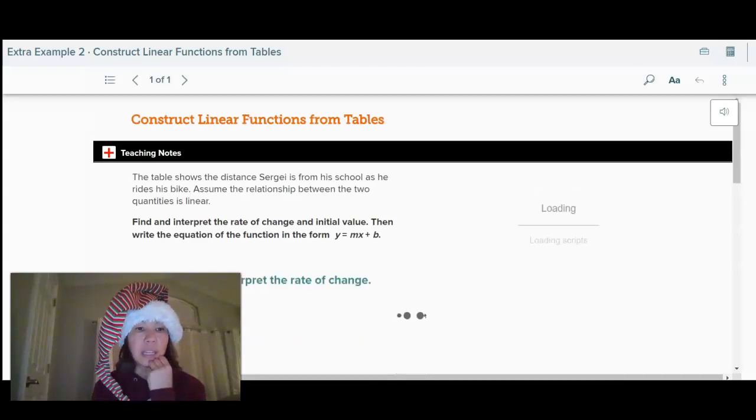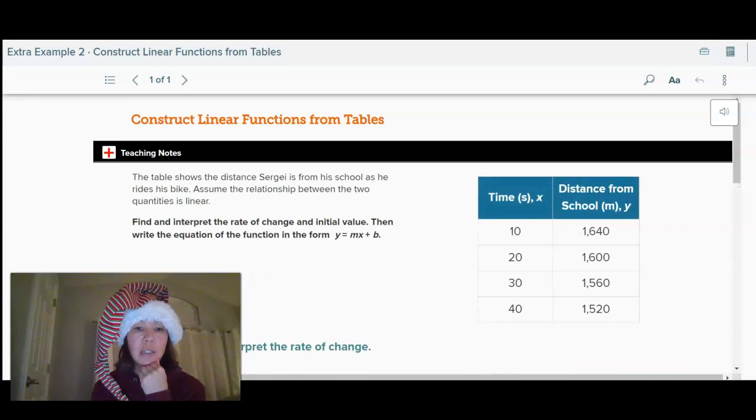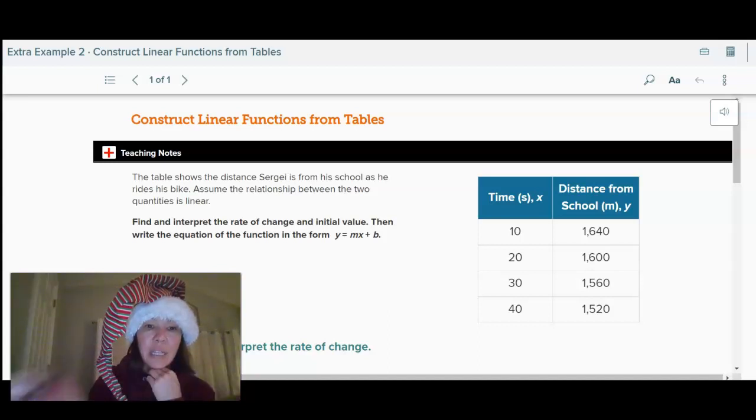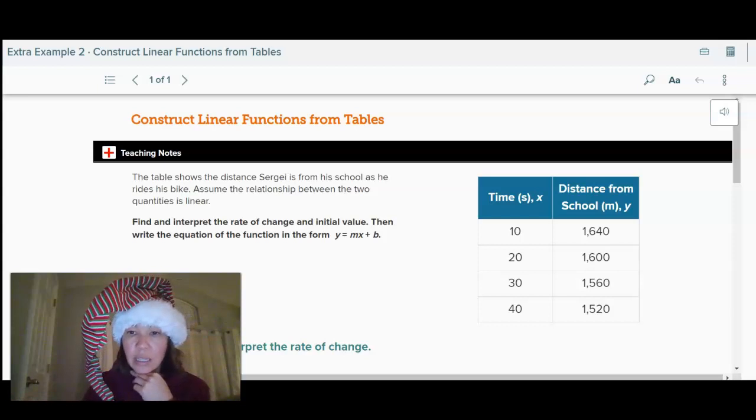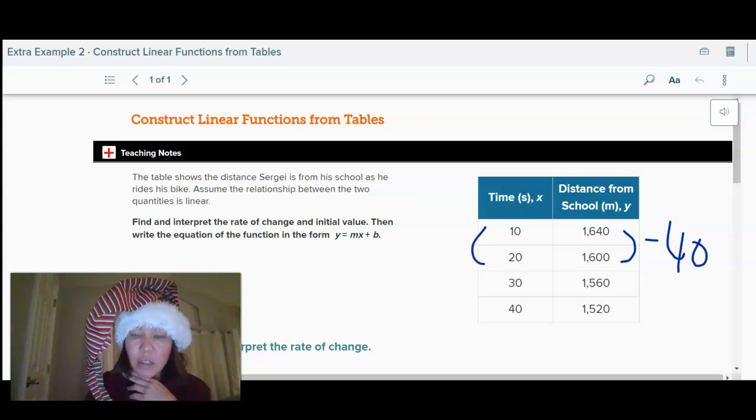But the two things we need: this table shows the distance Sergey walked from his school as he rides his bike. We'll assume the relationship is linear. So now if you can see this, what is happening here is this is going down 40, right? And this one is going up 10.